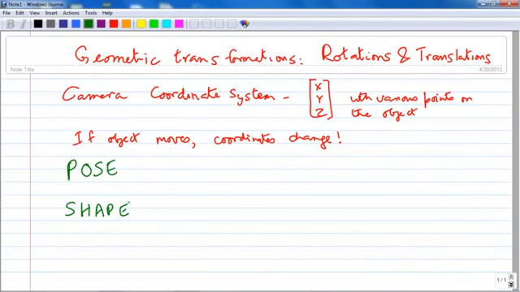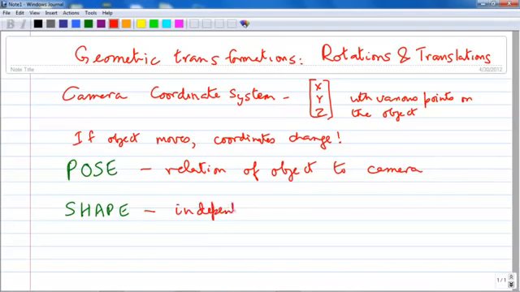So pose refers to the relationship of the object to the camera. And it's going to be characterized by how it is situated with respect to the camera. So if I am looking at an object and then I move that object, then the pose changes. But the shape doesn't change. The shape changes only if I break that object or tear it apart or some such thing. Shape is independent of the relationship of the object to the camera.